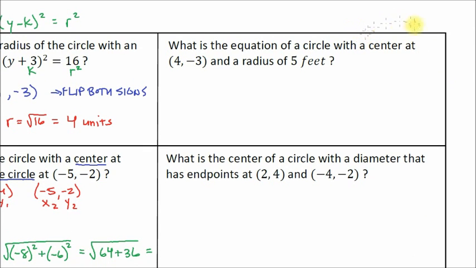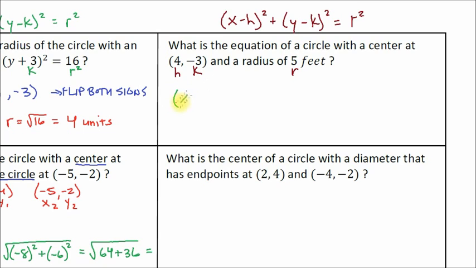What is the equation of a circle with a center at (4, -3) and a radius of 5 feet? Well, again, all we have to do is remember what the standard form of a circle is. (x - h) squared plus (y - k) squared equals r squared. If you take a look, we know that 4 is h, -3 is k, and 5 is r.